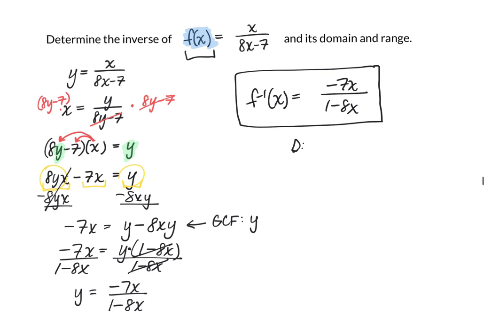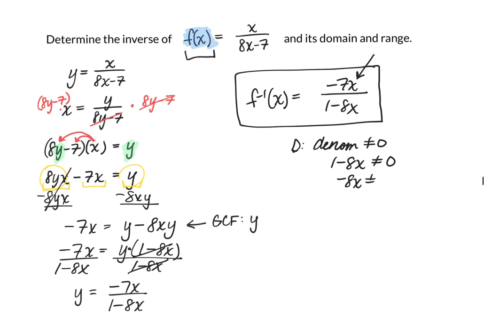Now to find the domain and range of the inverse, we'll take a look at this inverse, and we see that we have a fraction. Now the numerator of a fraction can be any number. So there's no restrictions in the numerator, but we know that the denominator of a fraction cannot equal 0 because we can't divide by 0. So the denominator, 1 minus 8x, cannot equal 0, and we'll solve to find what value of x will cause the denominator to equal 0.